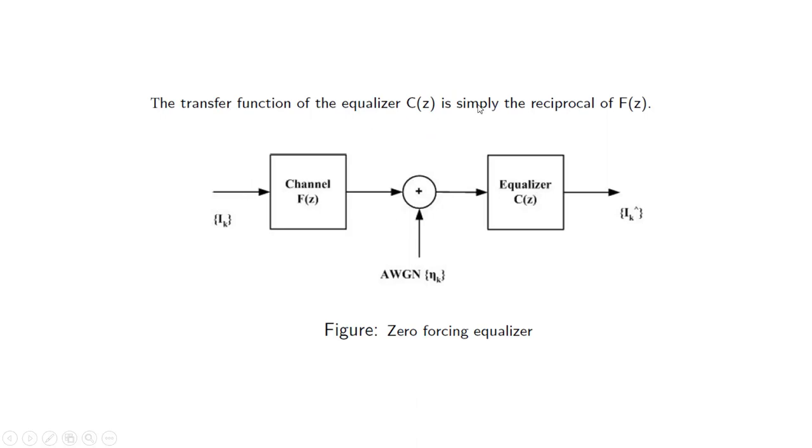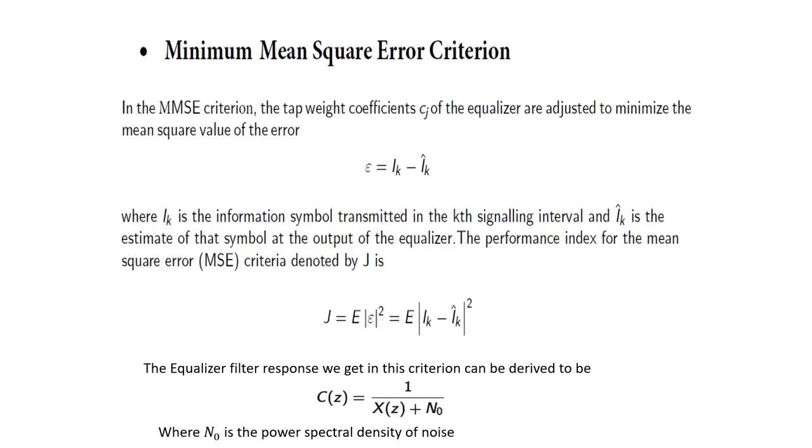The transfer function of the equalizer C(z) is simply the reciprocal of F(z). So that's the same thing put in diagrammatic form, which is the zero forcing equalizer. C(z) is just 1 over F(z), and we are getting the expected value of the symbol free of ISI, but the drawback is that it will amplify the noise also.